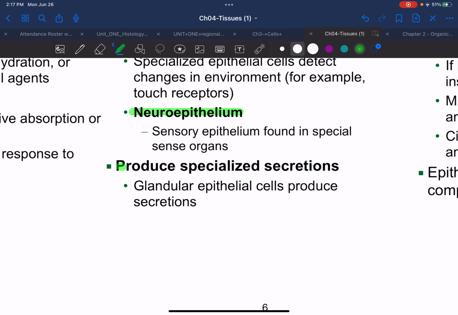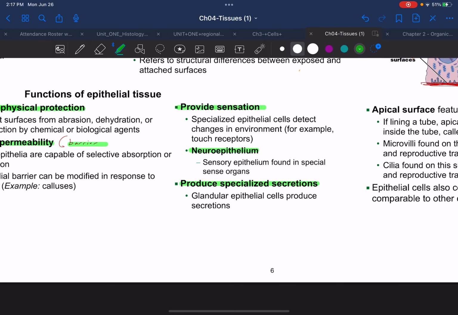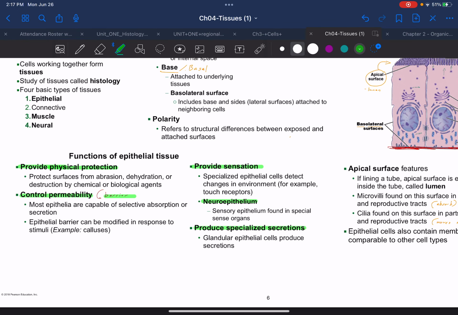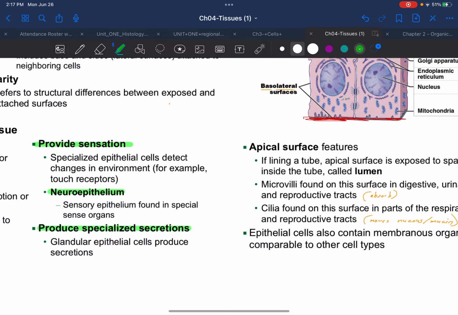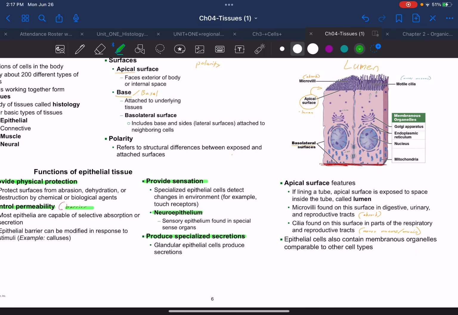We know they form glands. What do glands do? Secrete stuff. And that's all we have for our functions.